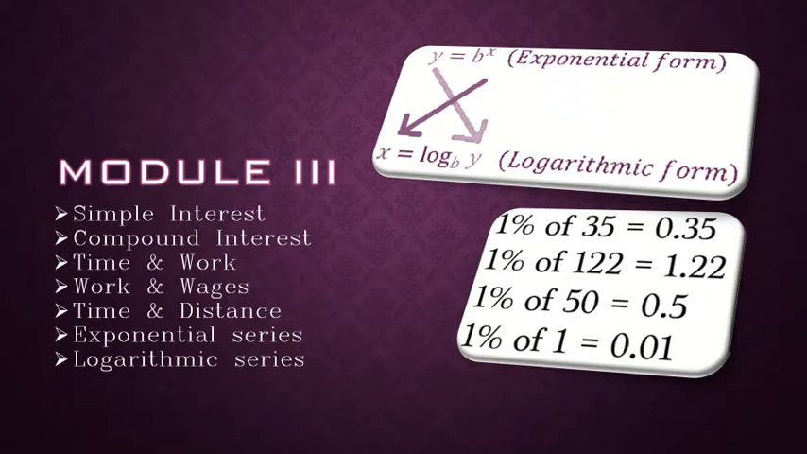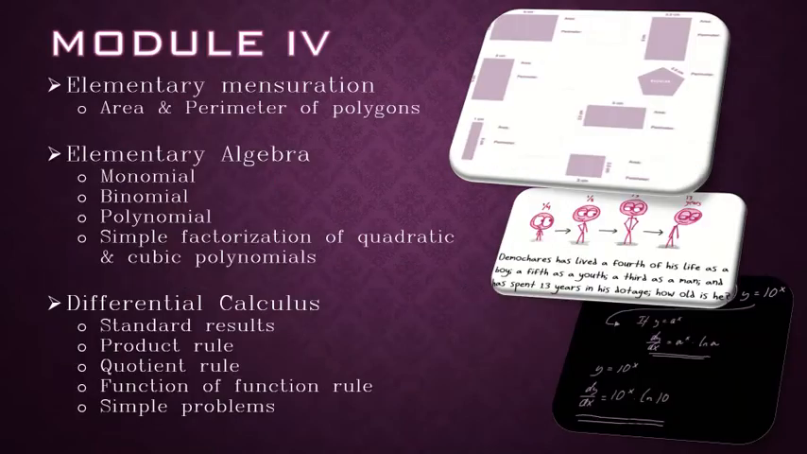The last one is exponential and logarithmic series. Both are opposite to one another. The inverse of an exponential function is a logarithmic function and vice versa. Thus, the two functions undo each other. The last module is elementary mensuration, elementary algebra and differential calculus.